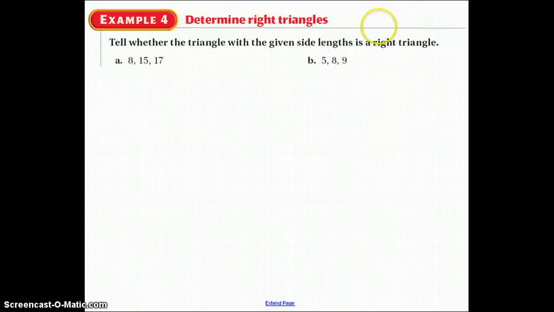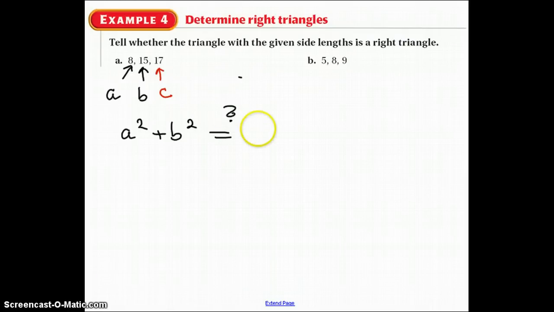So here's a couple examples. The first thing you always want to do is label your A, B, and C. C always has to be the longest side. It might not be the last one, it might be in the middle, but you always scan through to find the longest. In this case, 17 is the longest side, so this has to be C. A and B could be changed, as long as the two shortest sides are A and B, then that's all we need to do. So we need to check whether A squared plus B squared is equal to C squared. And I'm putting a question mark because we don't actually know that they're equal.